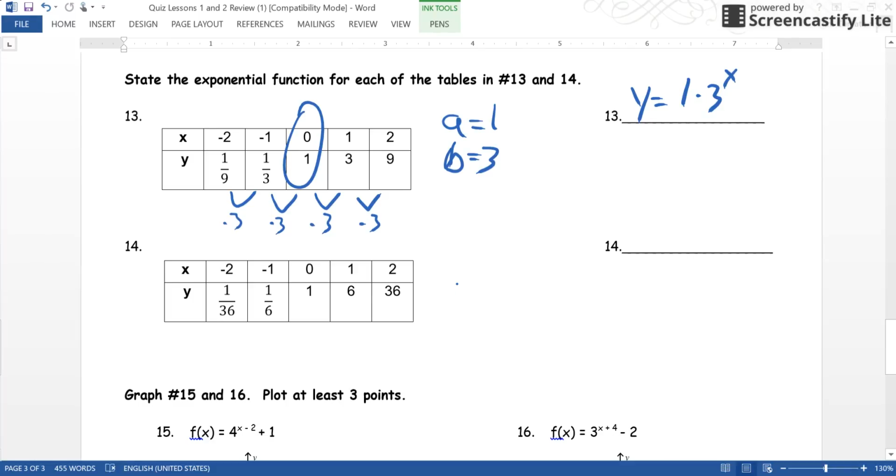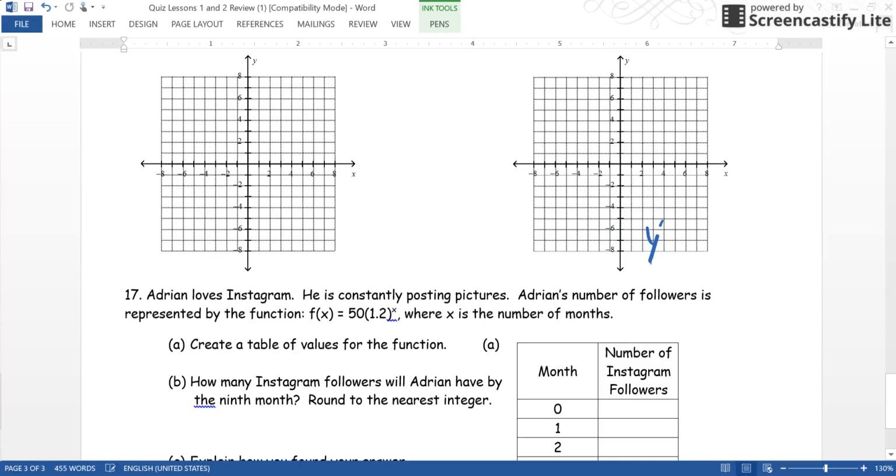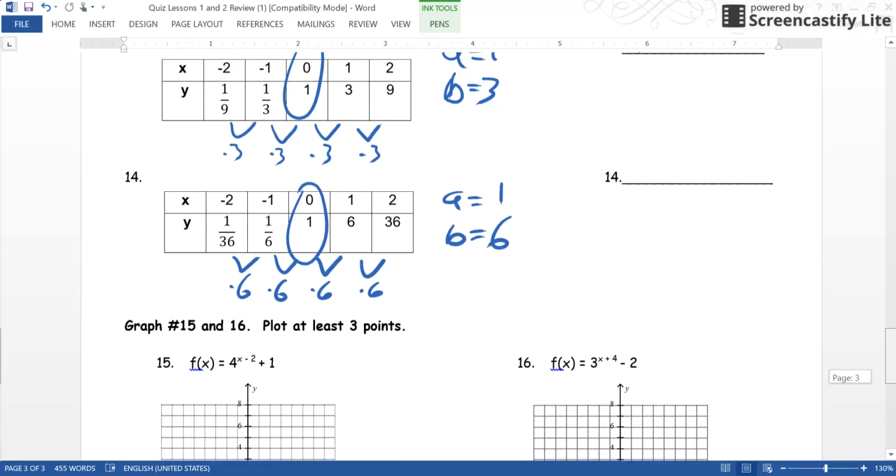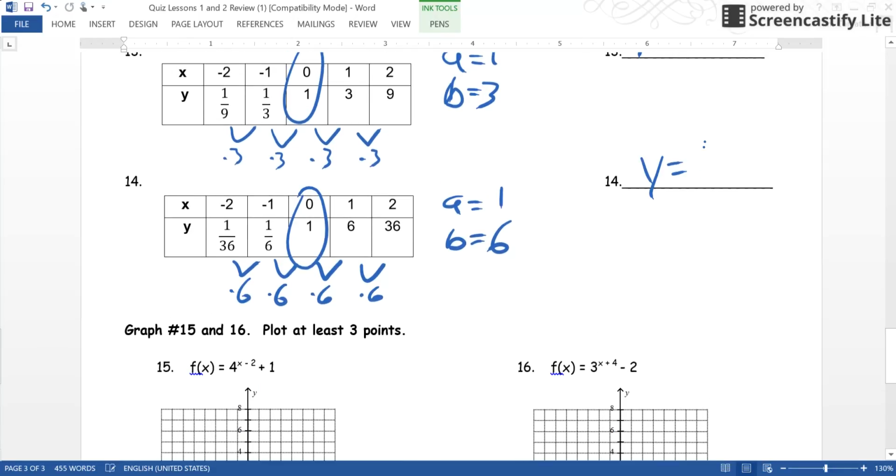Over here, I need my A and my B. My A is 1. That's where the x is 0. Now, how do I get from 1 to 6? Multiply by 6. 6 to 36. Multiply by 6. And it works throughout the whole table. I'm multiplying by 6, so my B is going to be 6. So I'm going to get y equals 1 times 6 to the x. Okay?